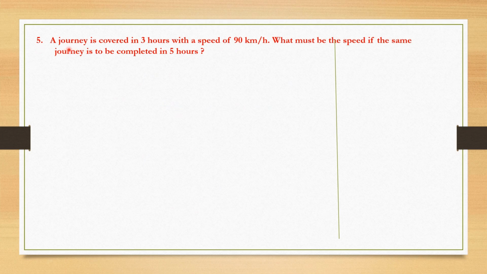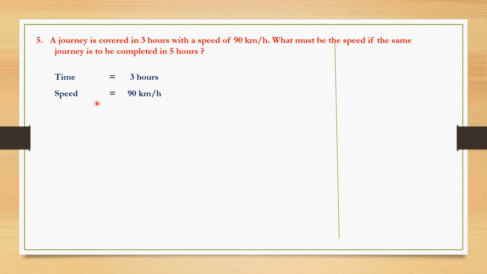Question 5. A journey is covered in 3 hours with a speed of 90 kilometers per hour. What must be the speed if the same journey is to be completed in 5 hours? So for the first part, the time is given to us, the speed is given to us, but the distance is not given. So we have to first find the distance for the first part and then read the second part of the question. So let's begin.